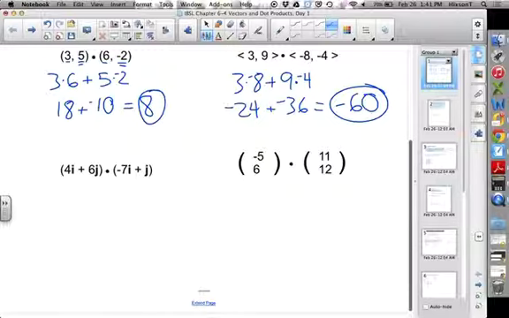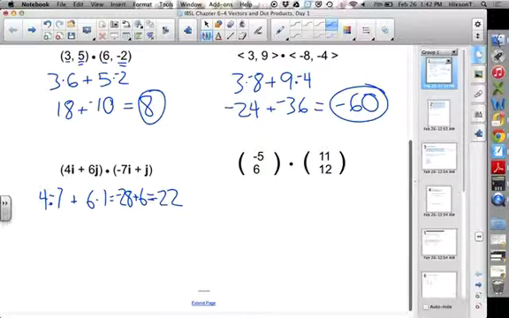Alright, let's look at our first one here. What do we get for our first dot product here? Negative 22, yeah. Okay? So we have 4 times negative 7 plus 6 times 1. So you have a negative 28 plus 6, and that equals a negative 22. Okay? Good.